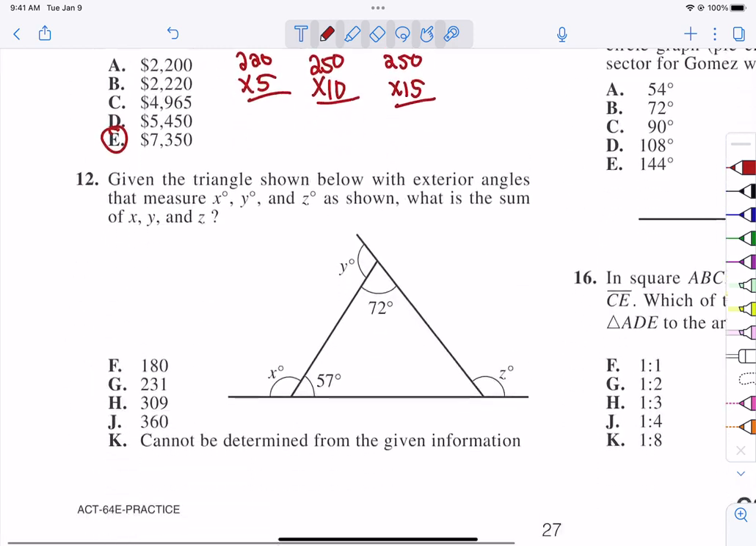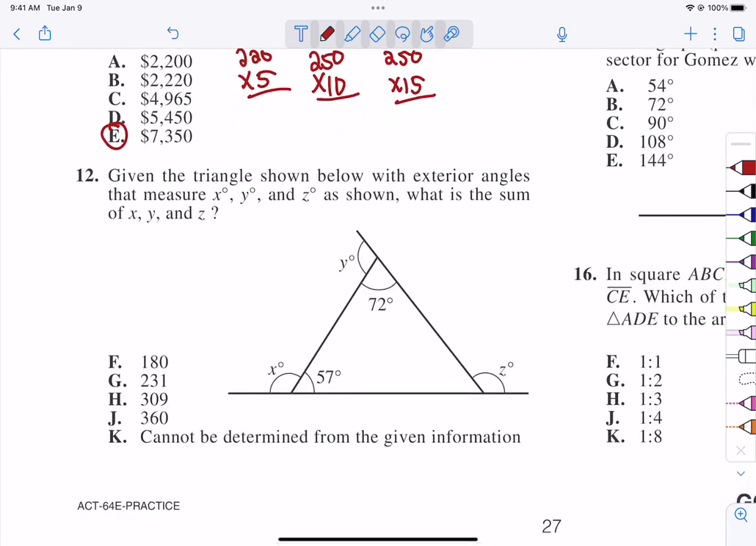And then finally, here we have a triangle shown below with the exterior angles X, Y, and Z. What is the sum of those angles? Well, let's look for a moment. How do we find this bottom one right there? Exactly. If you do 180 minus 72 and 57, we know this is 51.